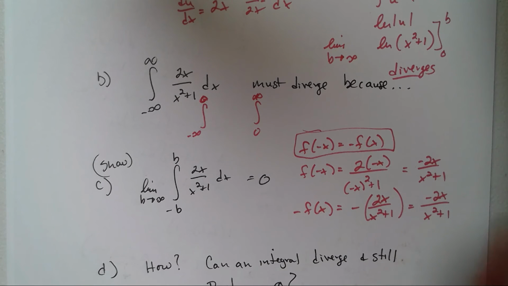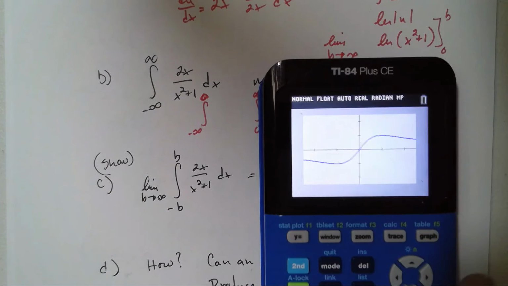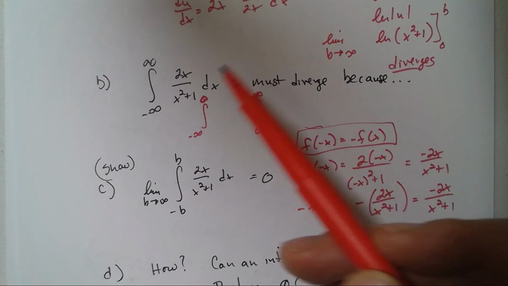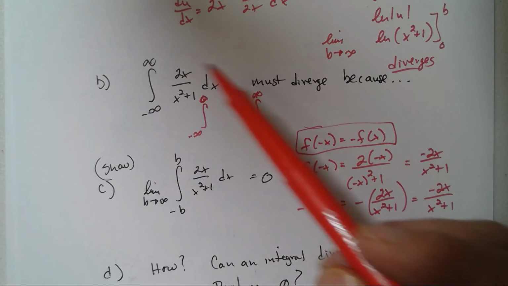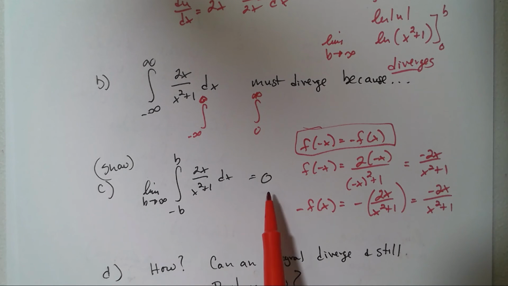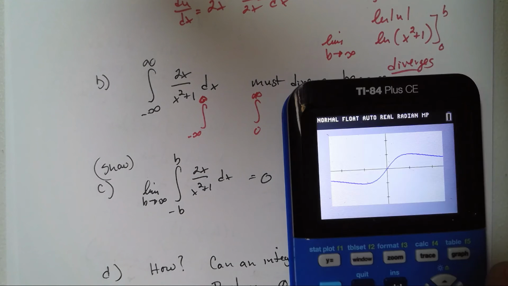So you get 0 because the odd characteristics of these functions supersede the value of the divergent integral. So yeah, this one diverges, but you're still going to get 0 based on the characteristics of the graph.